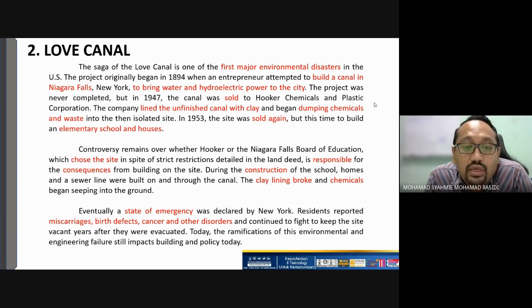Eventually a state of emergency was declared in New York. As a consequence of the chemicals seeping into the ground, residents reported miscarriages, birth defects, cancer, and other disorders. Until today, the ramifications of the environmental and injury failure still impact building and policies. This is another example of engineering ethics, a famous study case.